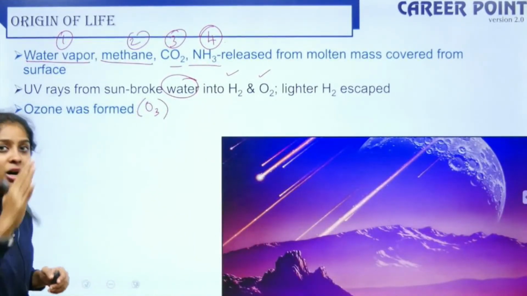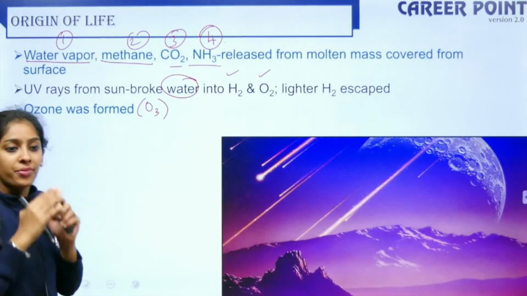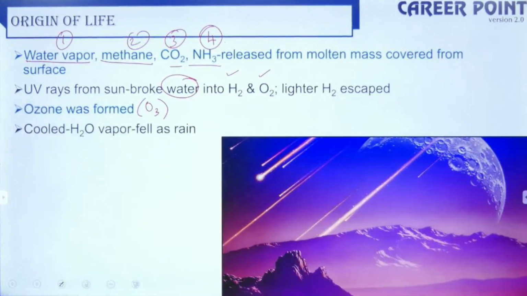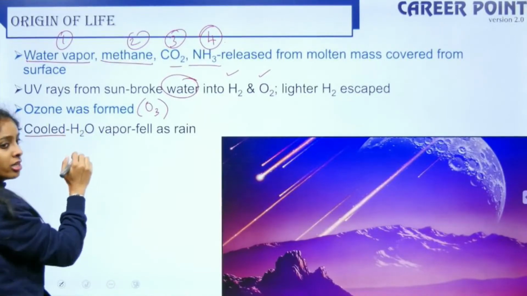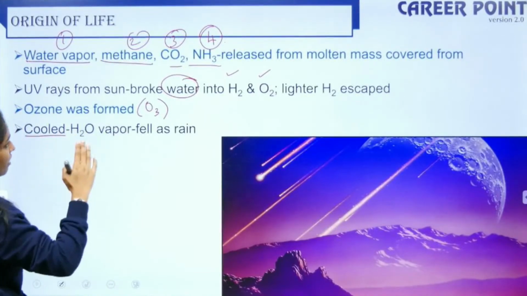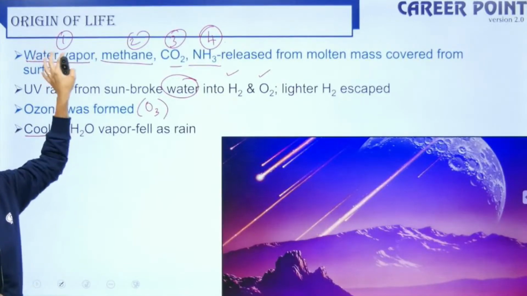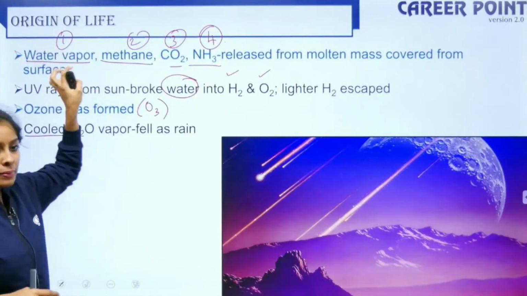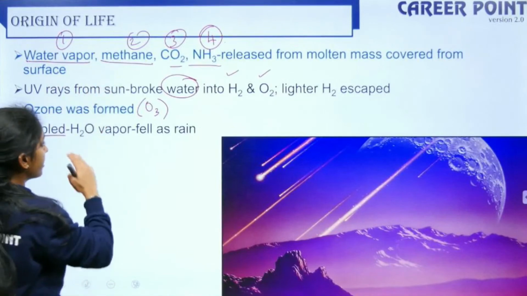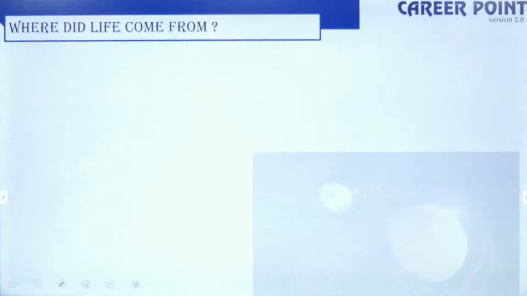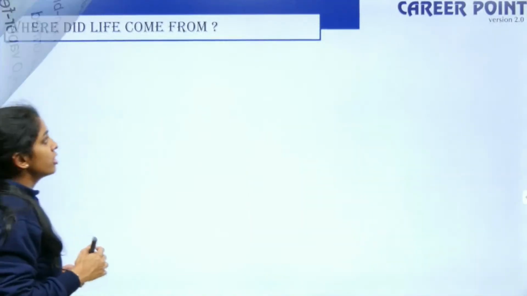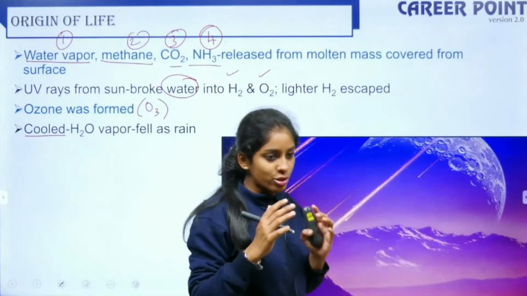So I am talking about how the atmosphere was first formed and then how life came into existence. Once the ozone was formed, it cooled the water vapor. The water vapor cooled down and fell as rain, because water vapor was released, right? This water vapor later cooled down and fell as rain, filling all the cavities and depressions. Alright, so this was the initial origin of Earth's story.